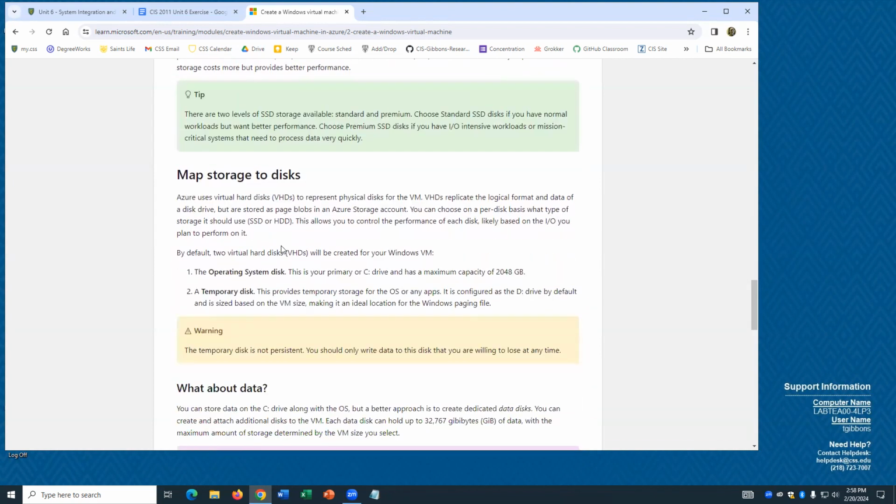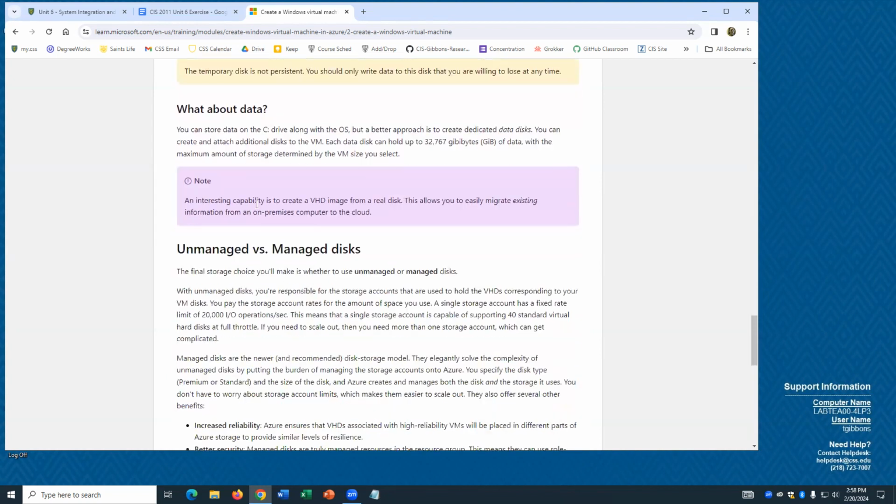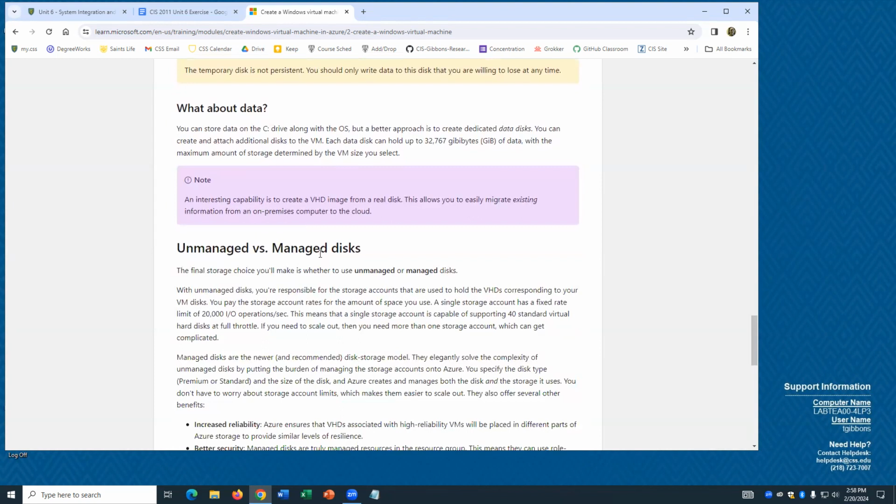Then storage: how many virtual disks, the size of the disks that we want to set up. So we get to choose that. Again, we'll have limited choices in this lab, but if you're setting this up for real, you can choose that. And again, if you want to manage the disks, or if you want them to manage the disks, we will have them manage the disks.